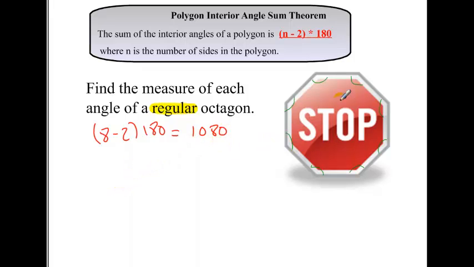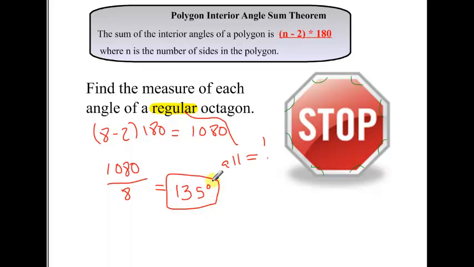So if that's the total of each one, and remember they're all equal, then I should just be able to take my total of 1080 and divide it by the 8 angles. There were 8 angles in that. So how big is each one? 8 divided into 1080, you need a calculator, grab one, that's 135 degrees. So each angle is 135 degrees around that stop sign.